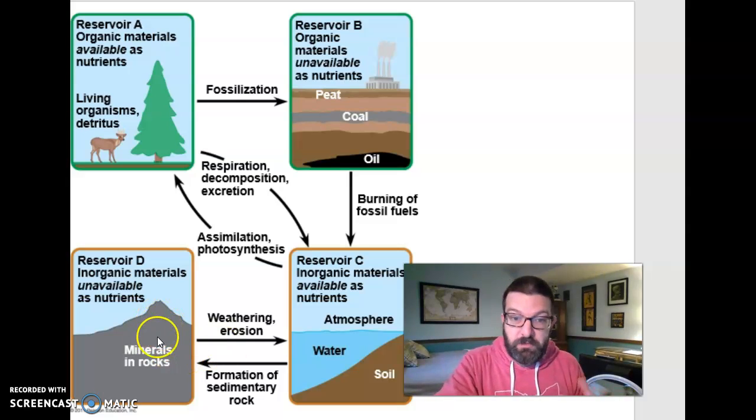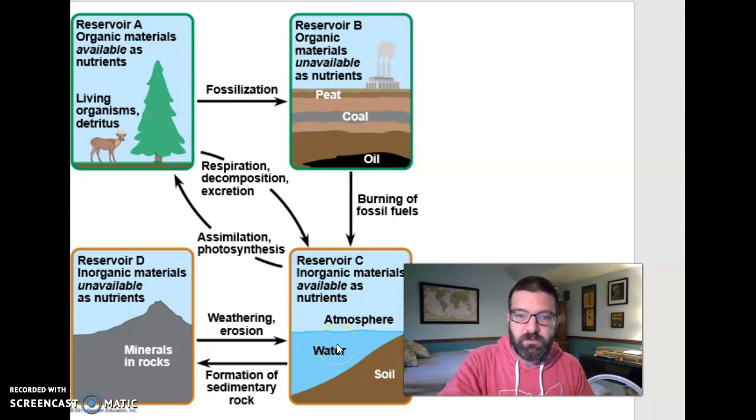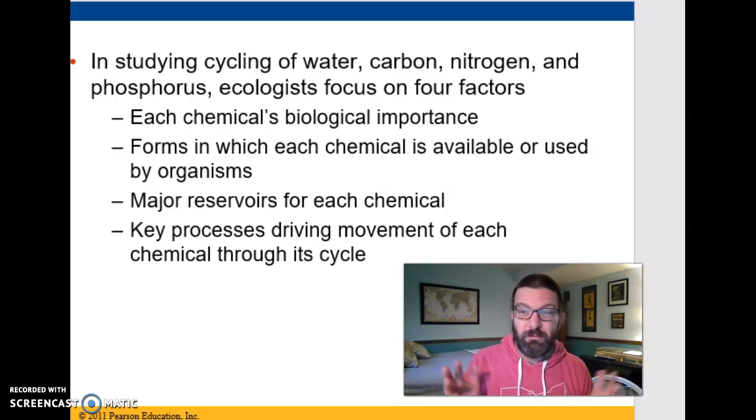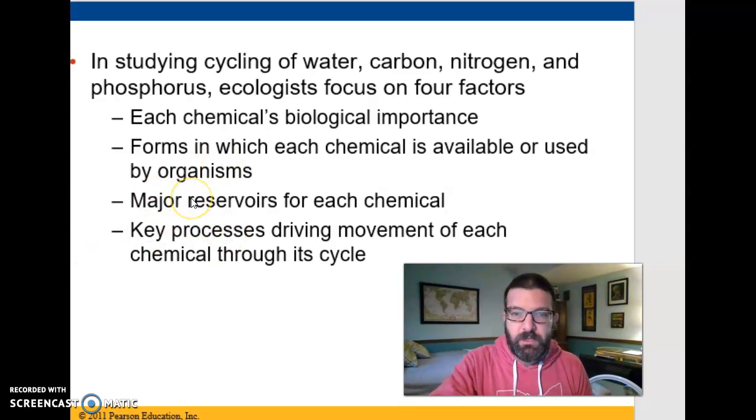Minerals in rocks, that's a reservoir. Through erosion, through wind or rain, it can then go off into a body of water, for instance, in runoff, and that's movement from one reservoir to another. So I'm going to talk about a few important ones: carbon, nitrogen, phosphorus, and water, and I'm going to talk about their biological importance, the forms in which they tend to be available or unavailable, and organic or inorganic in terms of reservoirs, the major reservoirs, and how they are processed from one reservoir to another.